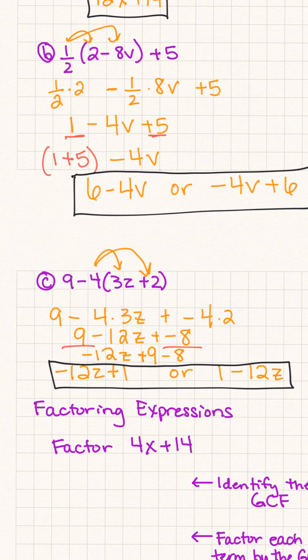So we want to factor 4x plus 14. To do that, we want to start out by identifying the greatest common factor. What's the biggest number that goes into both 4 and 14? I'm going to start with 2, because of course 1 goes into all numbers. 2 goes into 4 2 times. It goes into 14 7 times. I think that might be the highest, because 3 doesn't go into it. 4 doesn't go into 14. So therefore 2 is the greatest common factor.